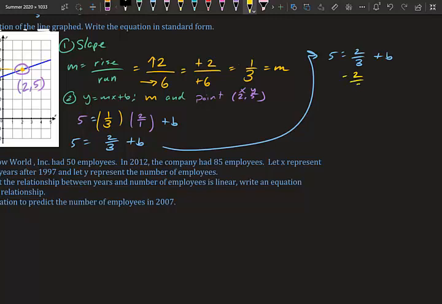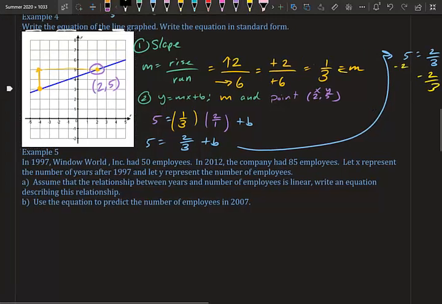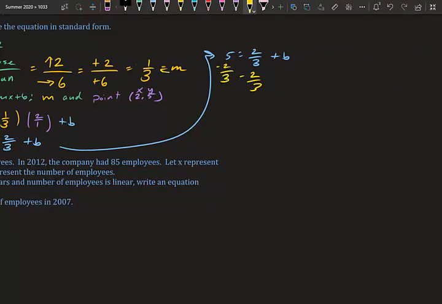Next, we're going to subtract 2/3. And when we do, we're left with 5 minus 2/3 equals b. So let's go ahead and figure this out. So 3 times 1 is 3, so times 3 times 3. We'll have 15 over 3 minus 2/3 equals b. So 13 over 3 equals b. All right, now we have our b.